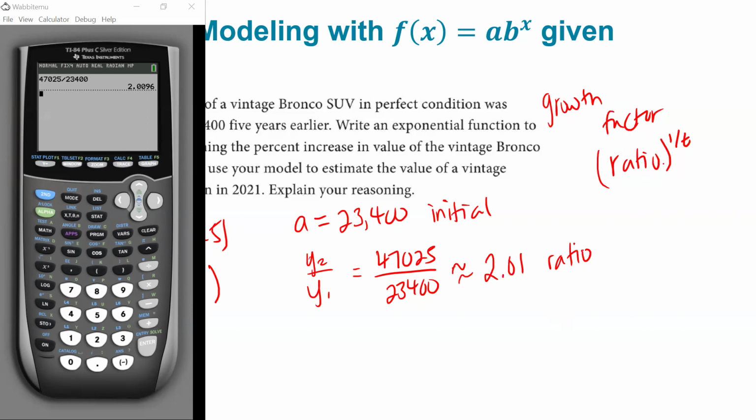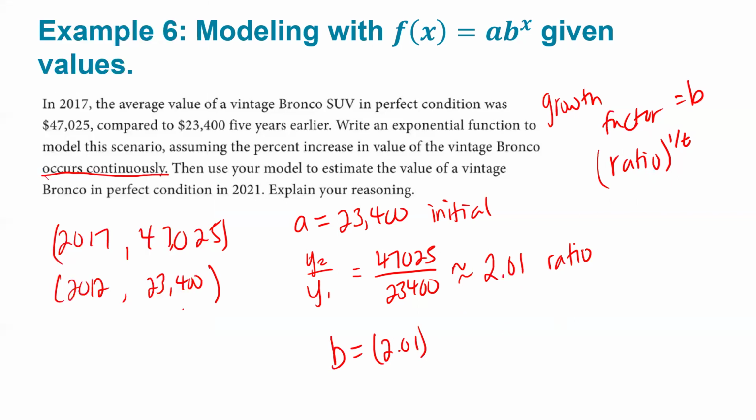Okay, so that's our growth factor, and that means that is your B value. So for this, our B equals, we found our ratio. Our ratio is 2.01. And our time from here to here is 5 years, right? So it'll be 1/5. So our B equals 2.01 to the 1/5. All right, so we have our A, we now have our B, and now we can write our function. So we have f of x equals 23,400 times 2.01 to the x over 5, okay? So that's what our function is.